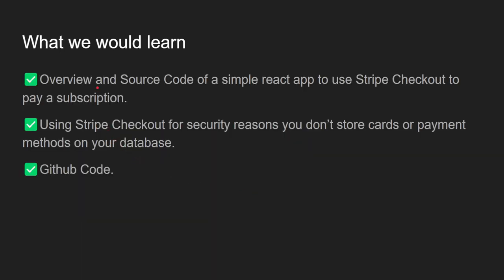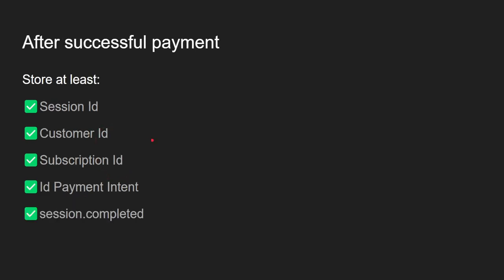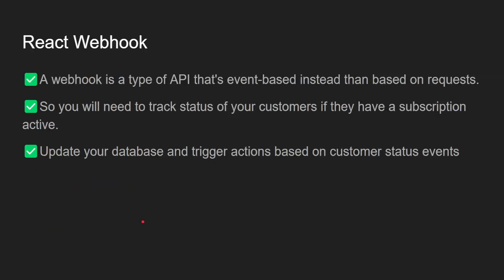What you will learn in this course: you will learn the overview and source code of a simple React app to use a Stripe checkout to pay a subscription. Using a Stripe checkout is recommended for security reasons because you don't need to store cards or payment methods on your database. And I will share the GitHub code. After successful payment, you will need to collect the session ID, the customer ID, the subscription ID. You can also collect the product ID, the payment intent ID, and if the session is completed.